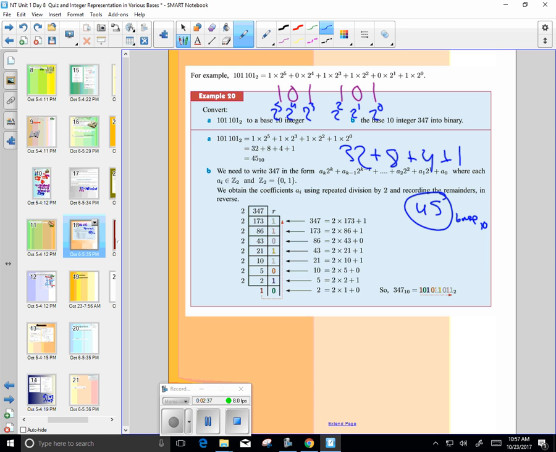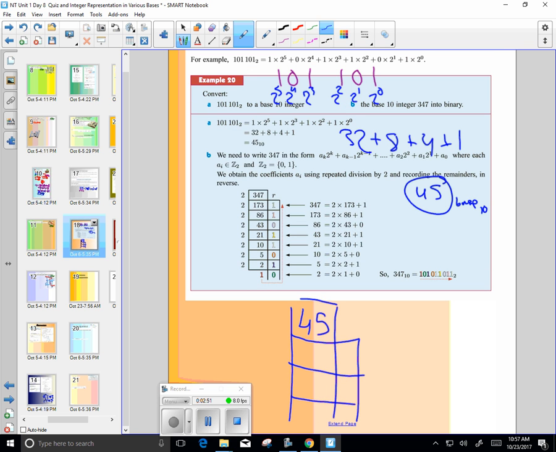So take a look at what they did, and I'm going to do 45 just because it's easy. Just make a little chart like this. I like what they do with this. Let's go to base 2, because we know that it's going to work. Put 2s along here. 45. What's 45 divided by 2? Well, it's 22 with a remainder of what? 1. So this is going to be my remainder on this column here.